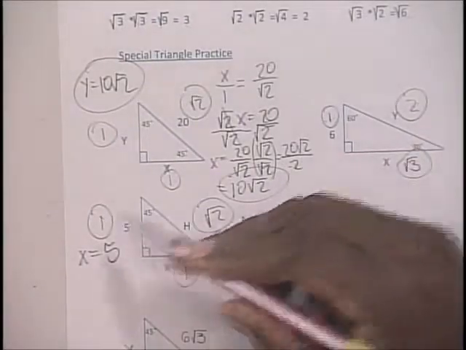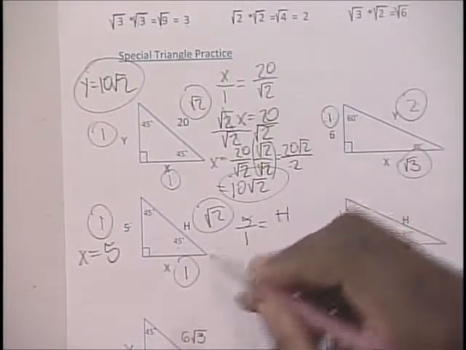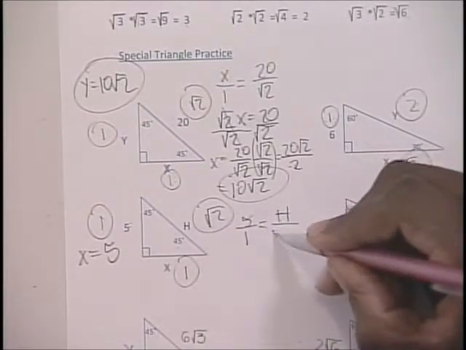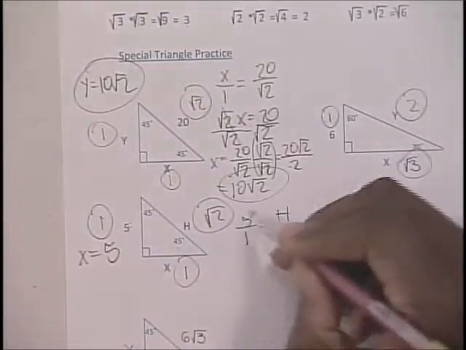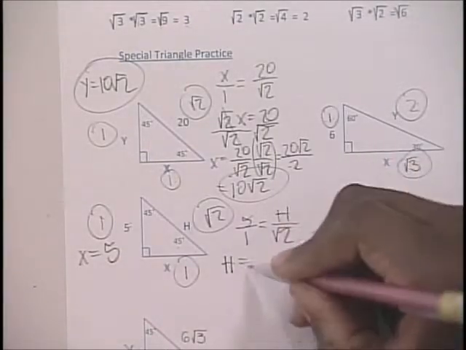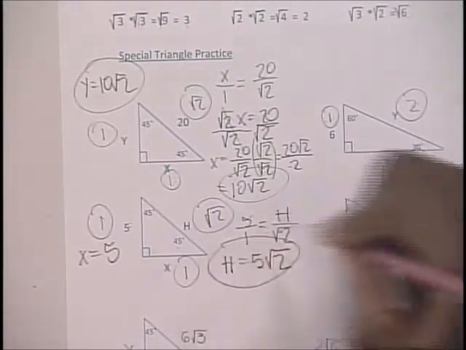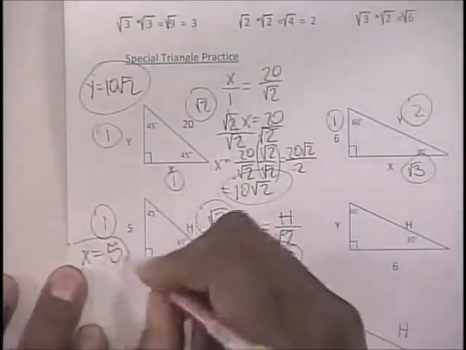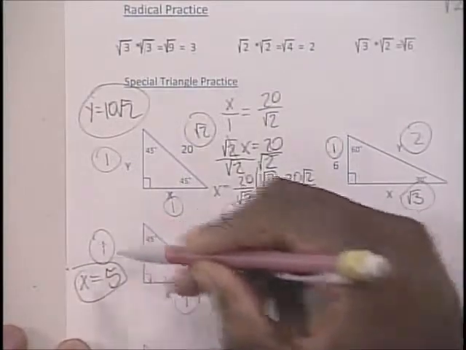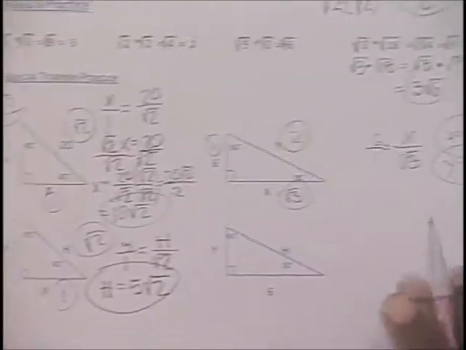So here we have 5 is to 1 as h is to radical 2. All right, so you're going to cross multiply. You're going to end up with h times 1 is h, is equal to 5 radical 2. Final answer. So you got x easy because this is a 1-to-1 ratio. Whatever this is, that is. All right, so let's keep going.